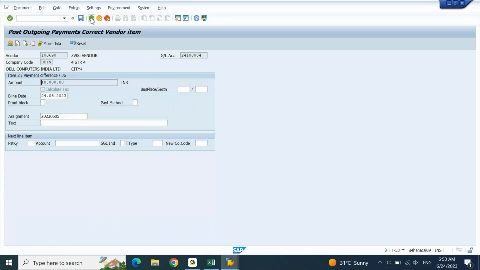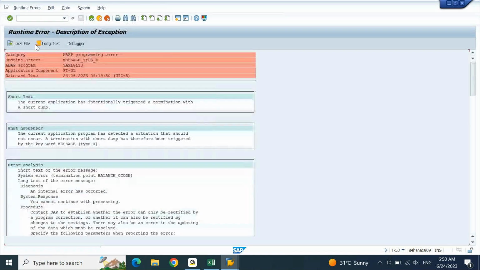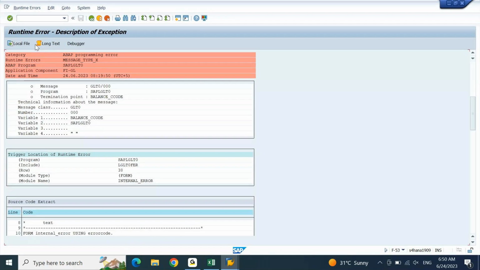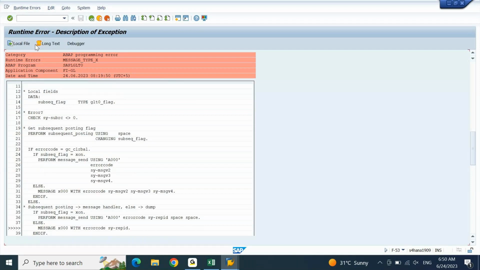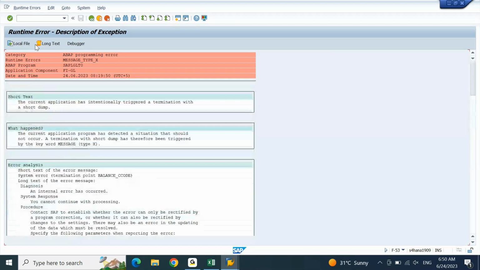Go back, simulate general ledger. Still we are getting the same problem. We are unable to get this document simulated according to general ledger. If that is not happening, system cannot pass the entry. Sir, can we check the company code whether it is activated for document splitting?